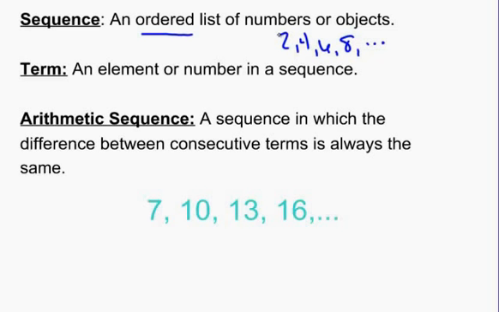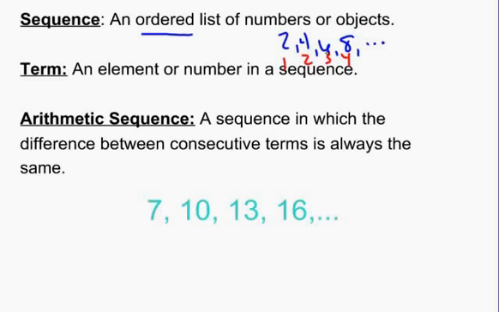Now, this is interesting. A term. A term is an element or number in a sequence. So like this is your first term, second term, third term, fourth term. So it's important to know that. And the first one's always the first term. It just lists starting in order, starting from the beginning.